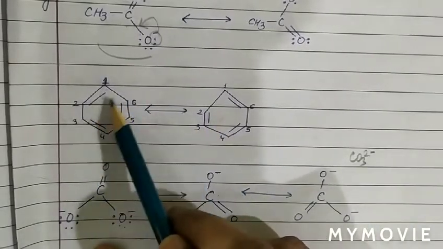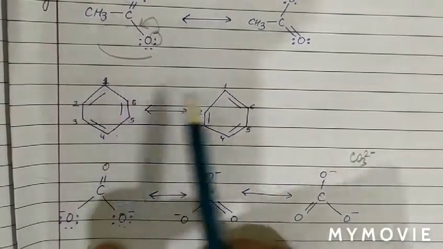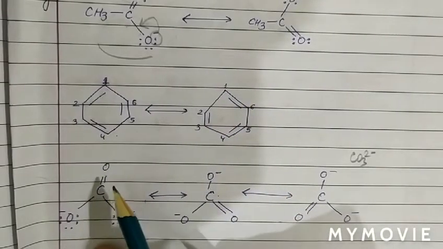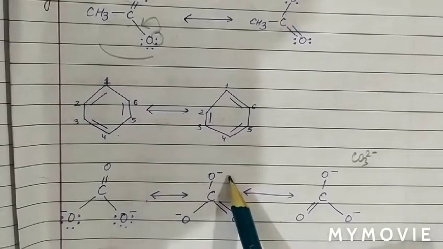So the location of the pi bond and lone pair changes in the resonating structures, while the position of the atoms remains fixed. Now see the next case. Here we can see this is the carbonate ion, CO3 2 negative.